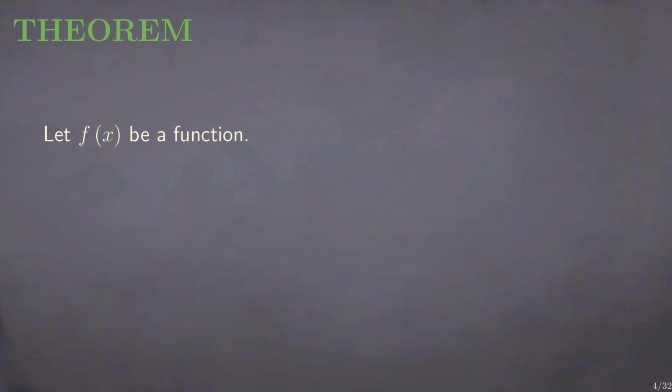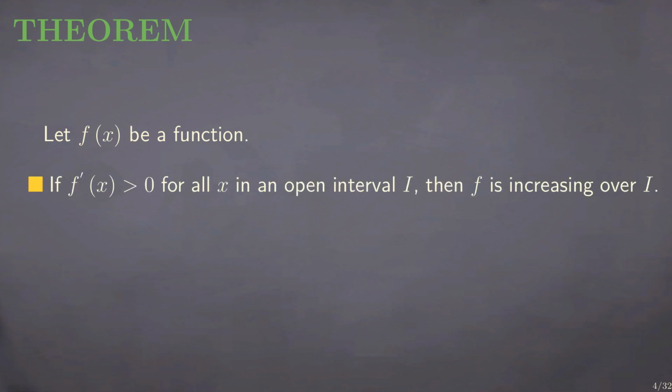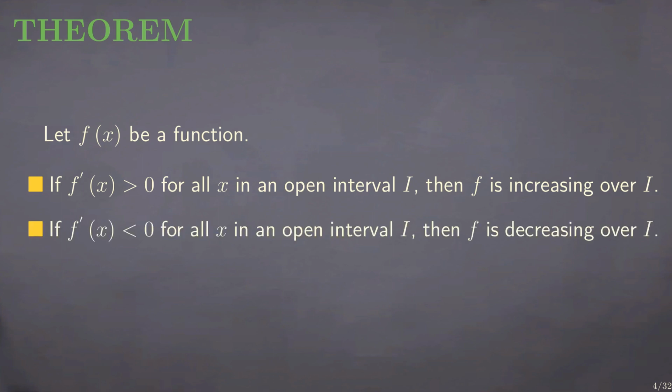For the decreasing or increasing property of a function, the following theorem is very useful. For a function f, if we can compute the derivative of f on an open interval I, and we know that the derivative of f at x is positive for all x in this open interval, then we can conclude that f is increasing over I. And if we know that the derivative also exists on an open interval I and is negative on that open interval, then f is decreasing over I.